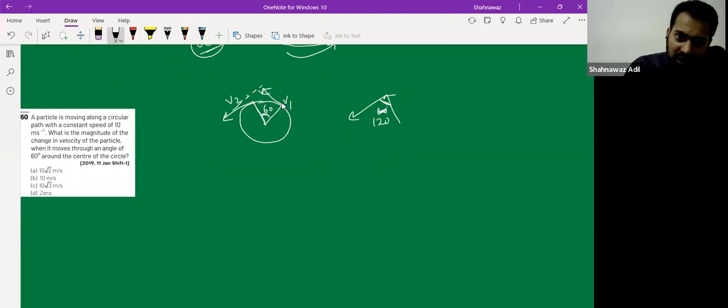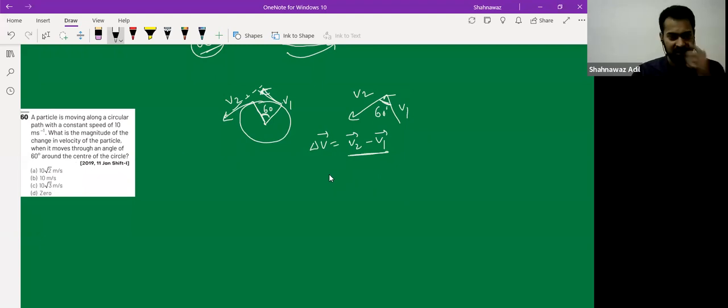So this is v2, and now they are making a 60-degree angle. v1 is given, v2 is given, and we have to find the change in velocity, delta v, which is v2 minus v1. So this is the subtraction of vectors. Can you please recall the formula for subtraction of vectors?